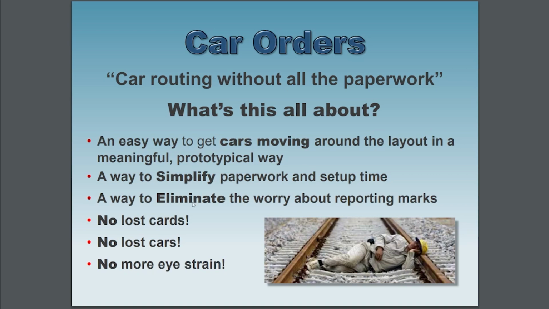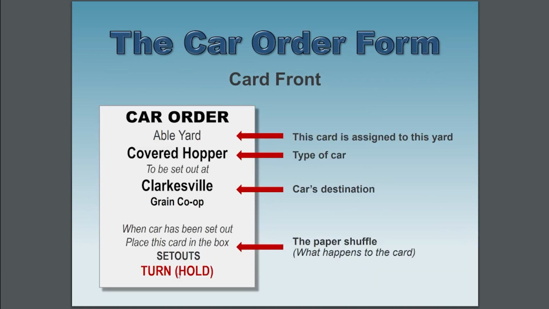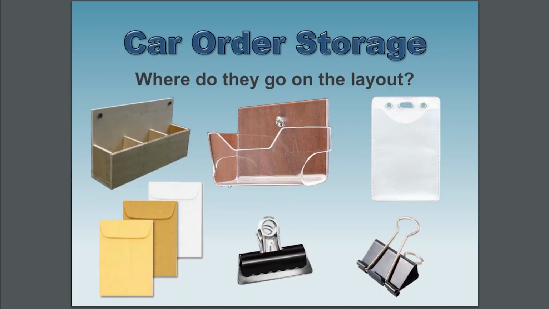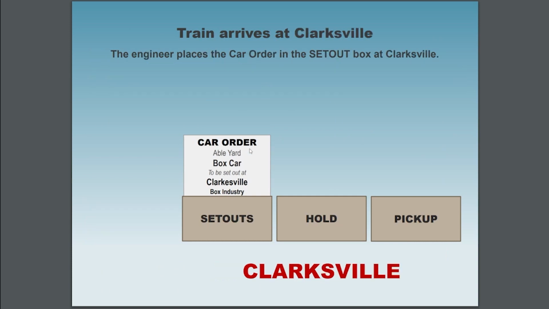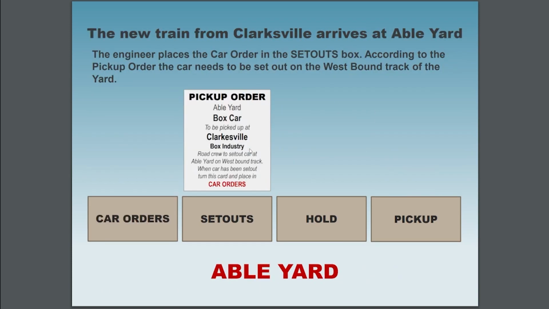Trying to keep it simple, trying not to worry about car reporting marks and numbers and all that stuff. We're trying to not deal with physical cards. We're going to make it where it is a lot less stressful, but it still gets cars moving. So this was the demonstration of how you structure the card. Obviously, JMRI is not going to do that. What JMRI is going to help you with is more like this, getting the car from one location to another.